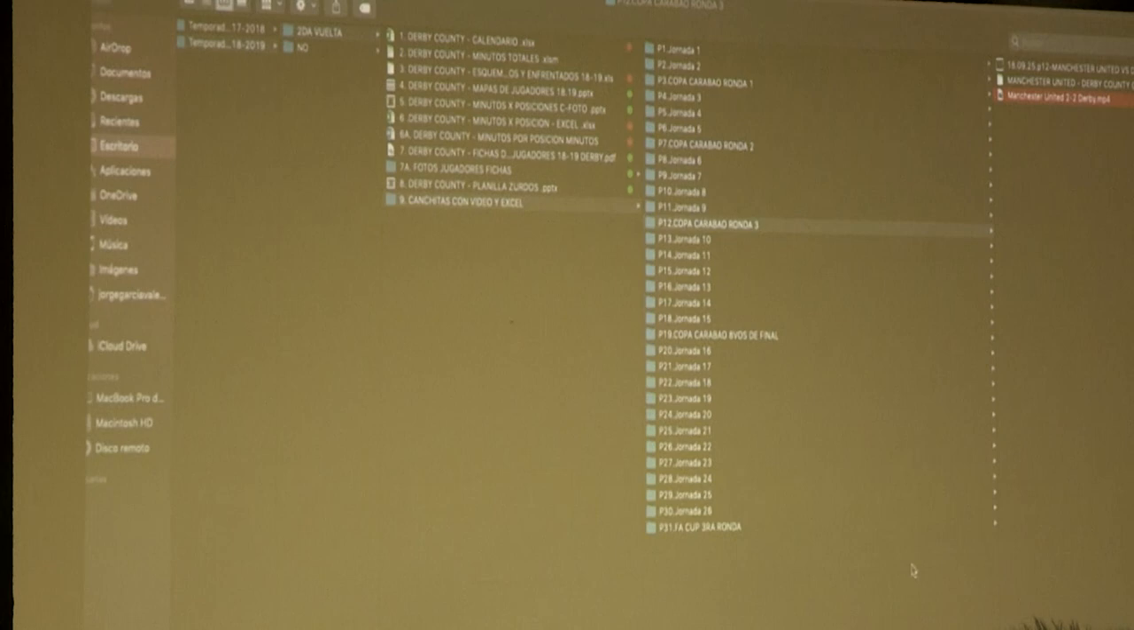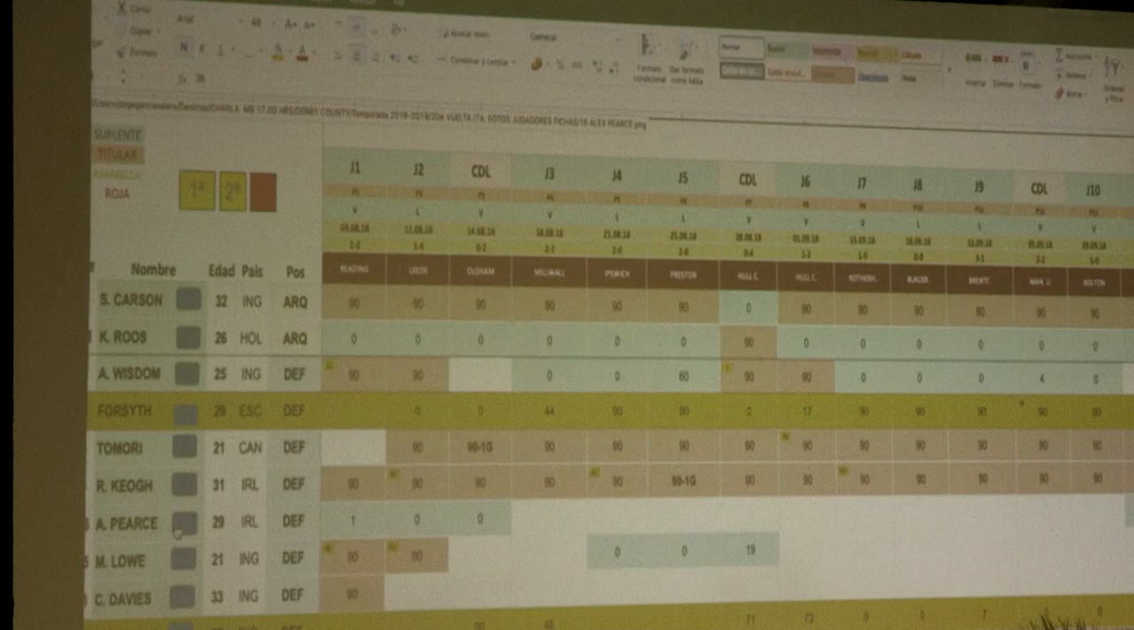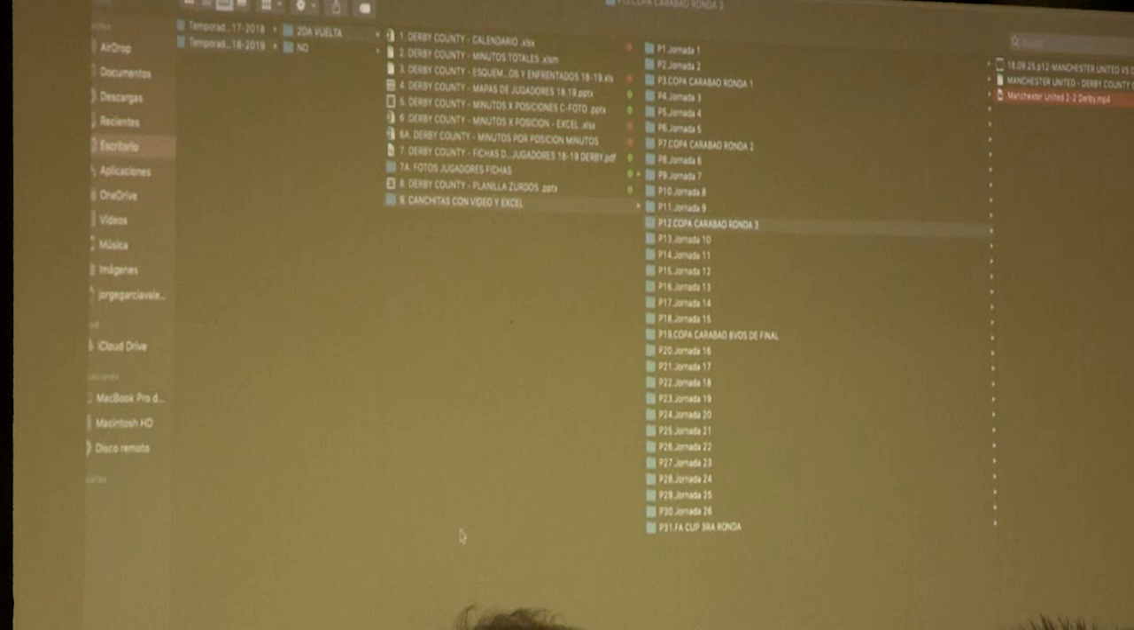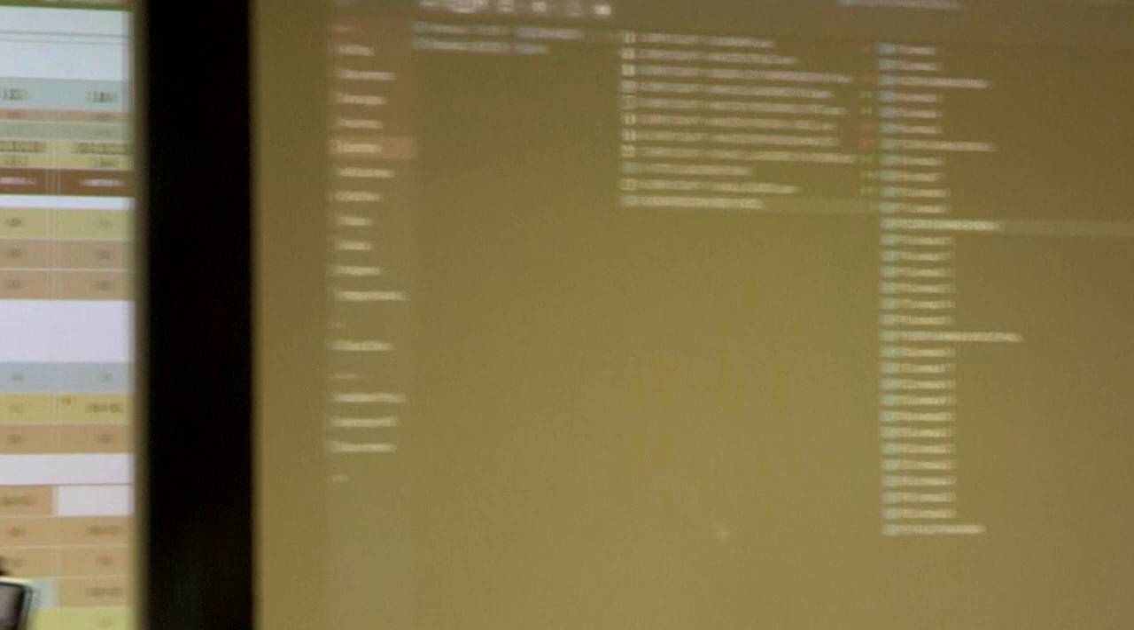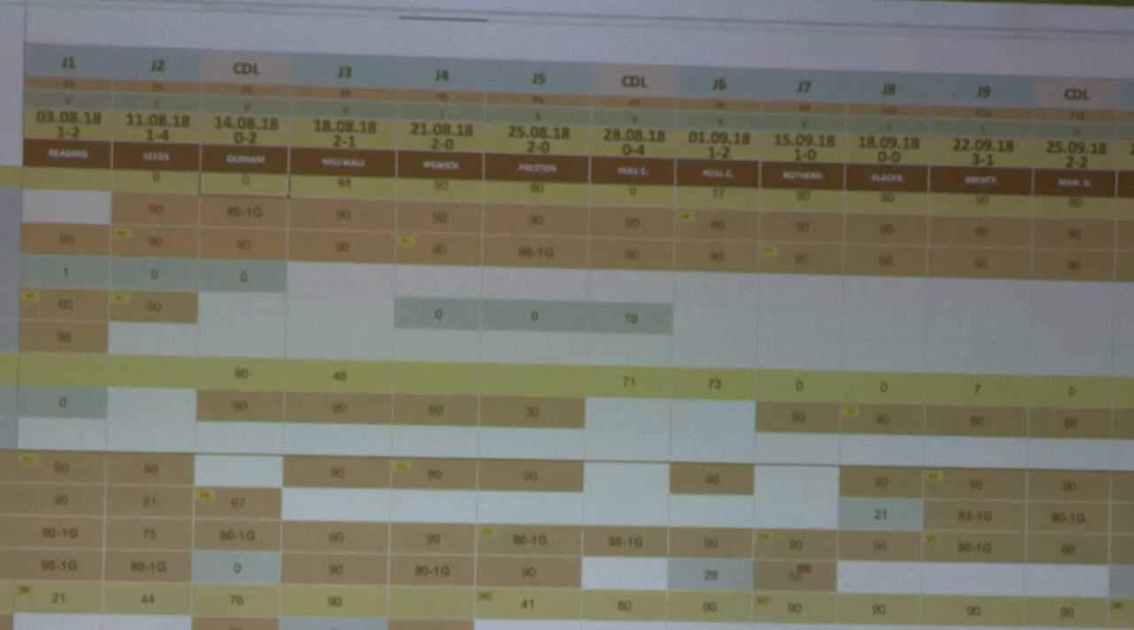This document allows us to know, for example, that Forsyth has missed so many games, that Malone has missed so many games. So we need to know if one player has missed some games, if another player has played or missed games. We saw, for example, that Ledley, who played against us, then didn't play anymore.